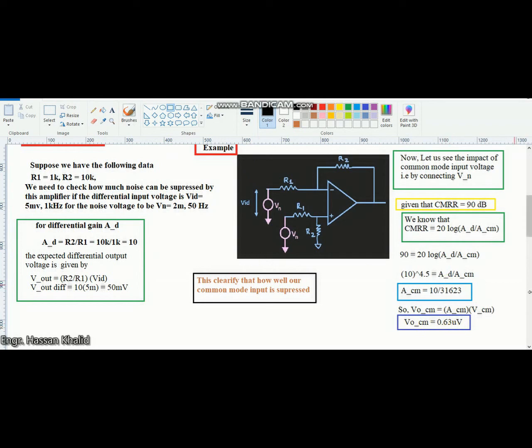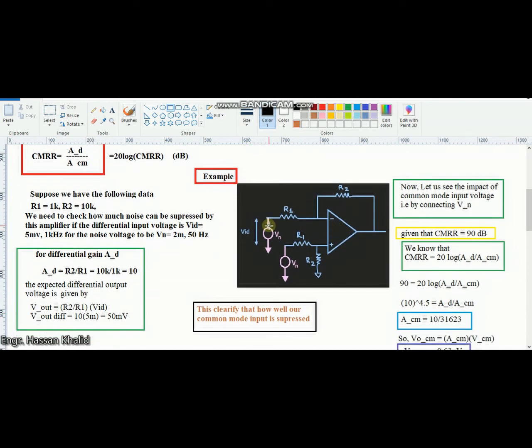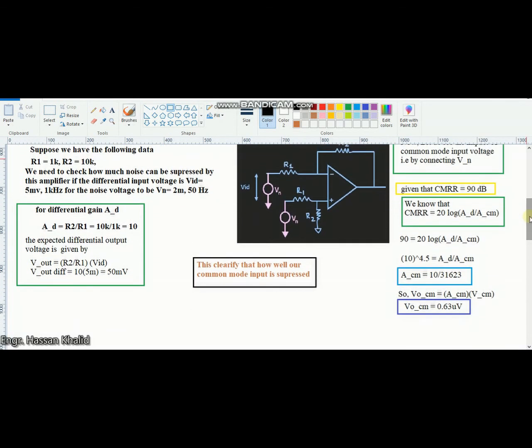So I told you in the previous case that ideally when you apply the same input, that means the common input at both the terminals, the output should be 0. But practically it is not like that, because you are considering the gain of the system as well as all those constraints. So you actually get a very minute amount at the output, and typically it should be less than a millivolt. So in our case, through the calculation, we have seen that the output common mode voltage is 0.63 microvolt.